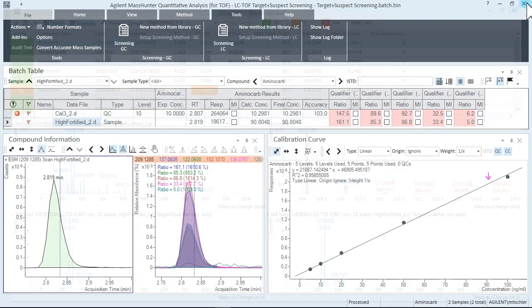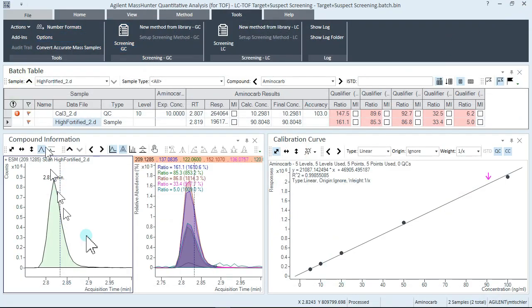First, I want to show you where it came from, and that's from the Quant program, batch at a glance, looking at the target and the qualifiers, calibration table. This is what we're used to. I've got two samples, a cal and a fortified.